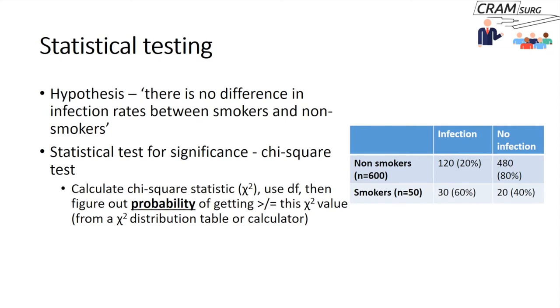Okay, so let's assume that you've done this chi-square test and the calculator gives you these values. It says that the chi-square statistic is 41.6, degree of freedom is 1, and the p-value that you get as a result of doing the statistical test is less than 0.01. It is actually less than 0.0001 in this particular calculation, but that's okay. So it's very, very low.